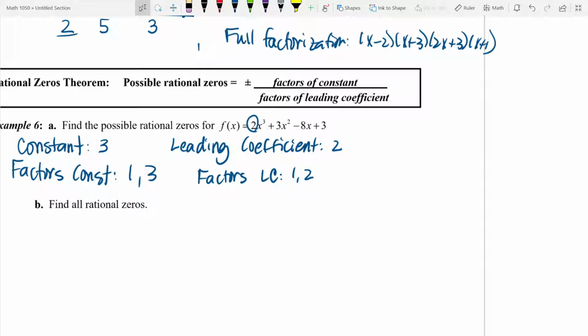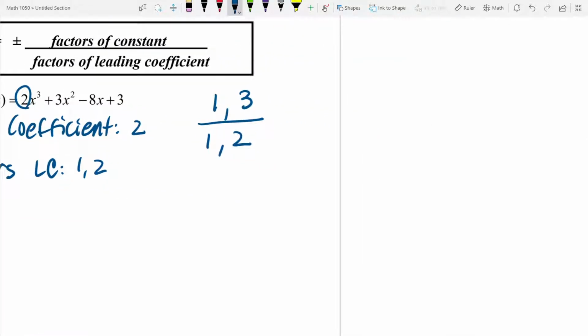Look what you do. Write down the factors of the constant, 1 and 3. Put them over the factors of the leading coefficient, 1 and 2. Now, that's not your answer. Look what you do. The 1 is going to be over the 1, and it's also going to be over the 2. And it could be plus or minus. So everybody go plus or minus, and then go 1 over 1, that's a 1. 1 over 2, 1/2. Now do the 3. The 3 has to be over the 1, and then it has to be over the 2. So 3 over 1 is a 3. 3 over 2 is 3 over 2.